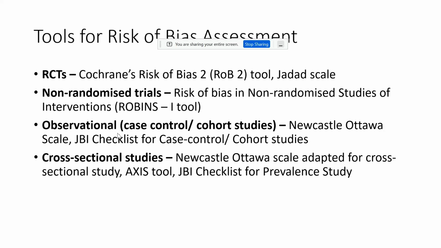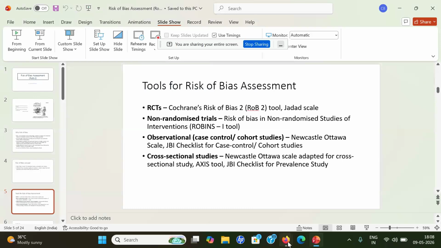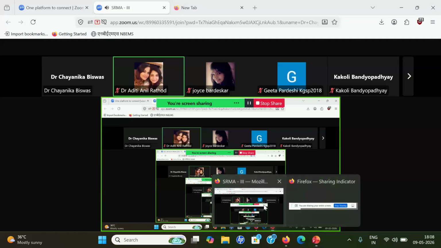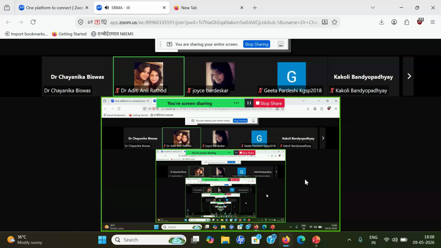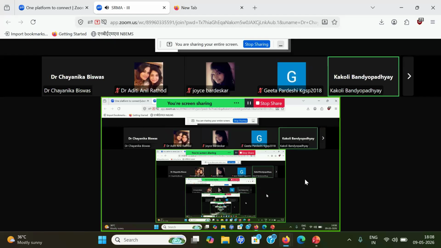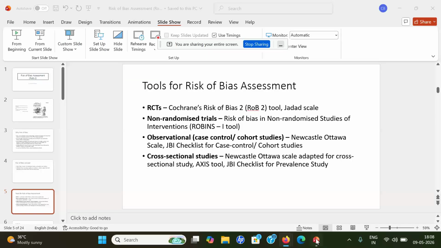Is it clear till now, the concept of risk of bias assessment? Is it clear till now? Yes, it's clear. Okay, okay. I will resume.